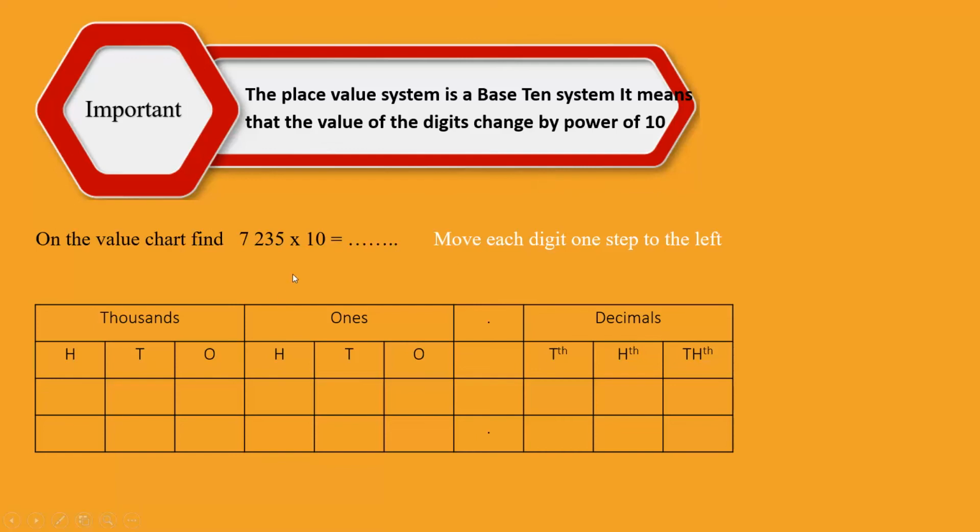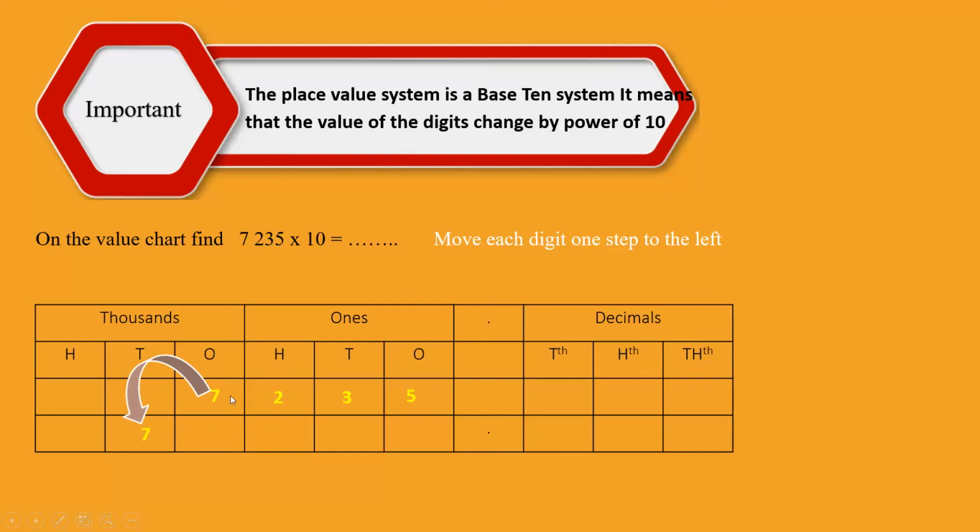Let's draw the place value chart and write the number here, 7,235. So it will be 7,000, 2 hundreds, 3 tens and 5 ones. We will multiply by 10. If we multiply by 10, it means we will move each digit to the left. So the place value here will change. Let's move. Yes, 7 will be in 10,000.